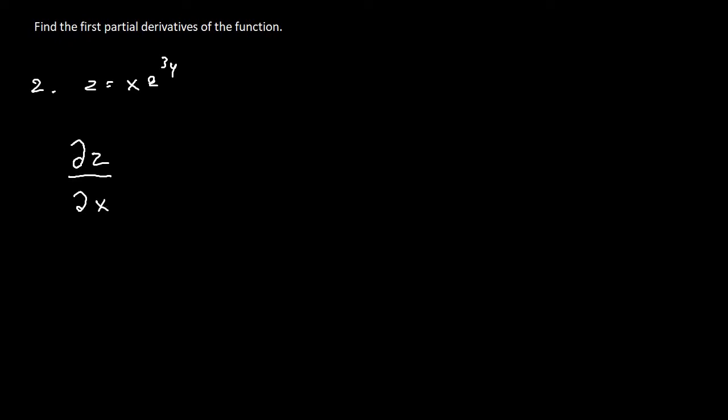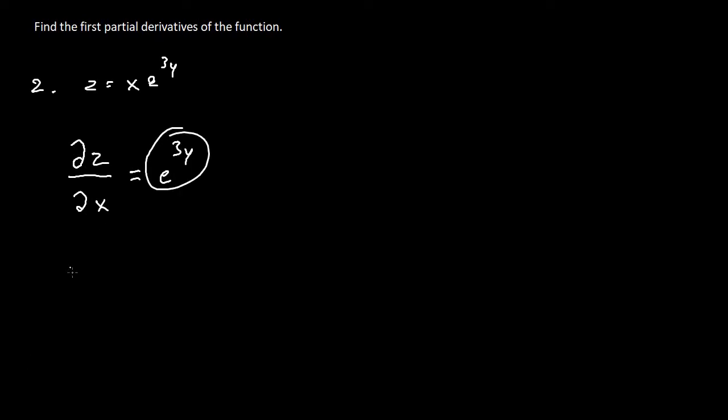So once again, we're deriving with respect to x. So x is going to be the variable of differentiation, and y is going to be treated as a constant. So e to the 3y, the entire thing is a constant. So if we have a constant multiplied by x, the derivative is just simply the constant. So the partial derivative of z with respect to x is simply just e to the 3y.